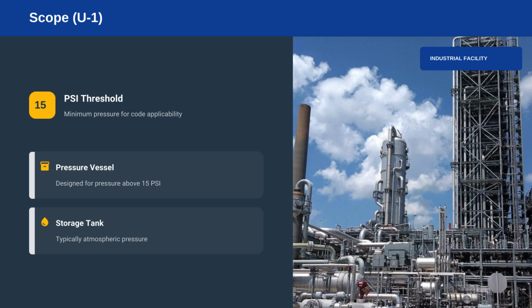When does the code apply? The magic number is 15 psi. Any equipment operating above this threshold is a pressure vessel and must meet these strict standards. Below 15 psi, it is just a tank. This line separates general fabrication from code-stamped safety.